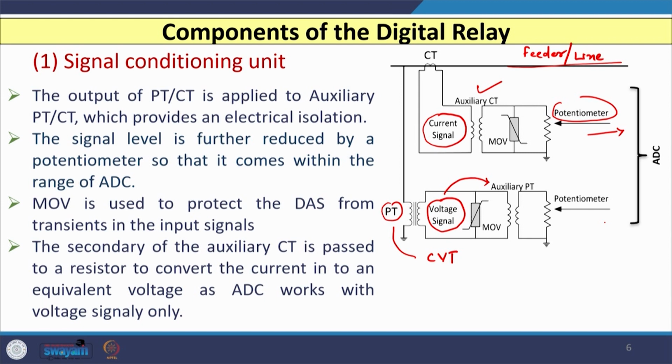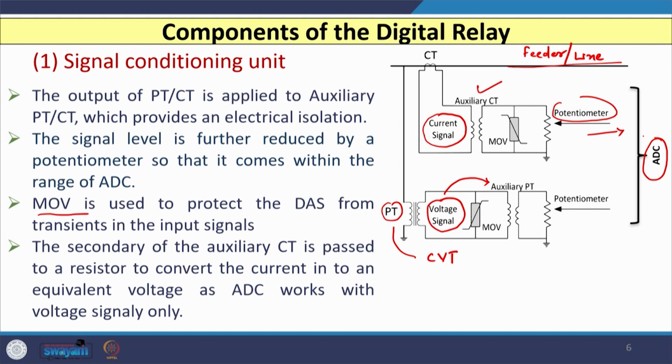Now, in this circuit, one very important component is also used, known as the metal oxide varistor. The MOV is used to protect the data acquisition system from transients in the input signals. Whenever any transient is available, those transients are not passed on to the data acquisition system or ADC, otherwise they may damage the ADC.